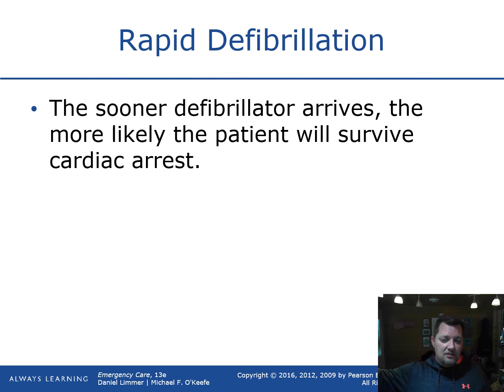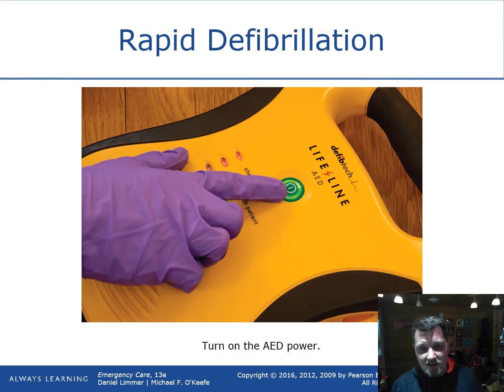Anyway, the sooner you get that AED to that patient, the sooner it can recognize one of those rhythms, because the heart doesn't just automatically go into asystole. It goes into one of those rhythms first, and then it goes into asystole. So the sooner we get that defibrillator on scene and to that patient, the better chances they have of surviving cardiac arrest. Okay, so this is rapid defibrillation.